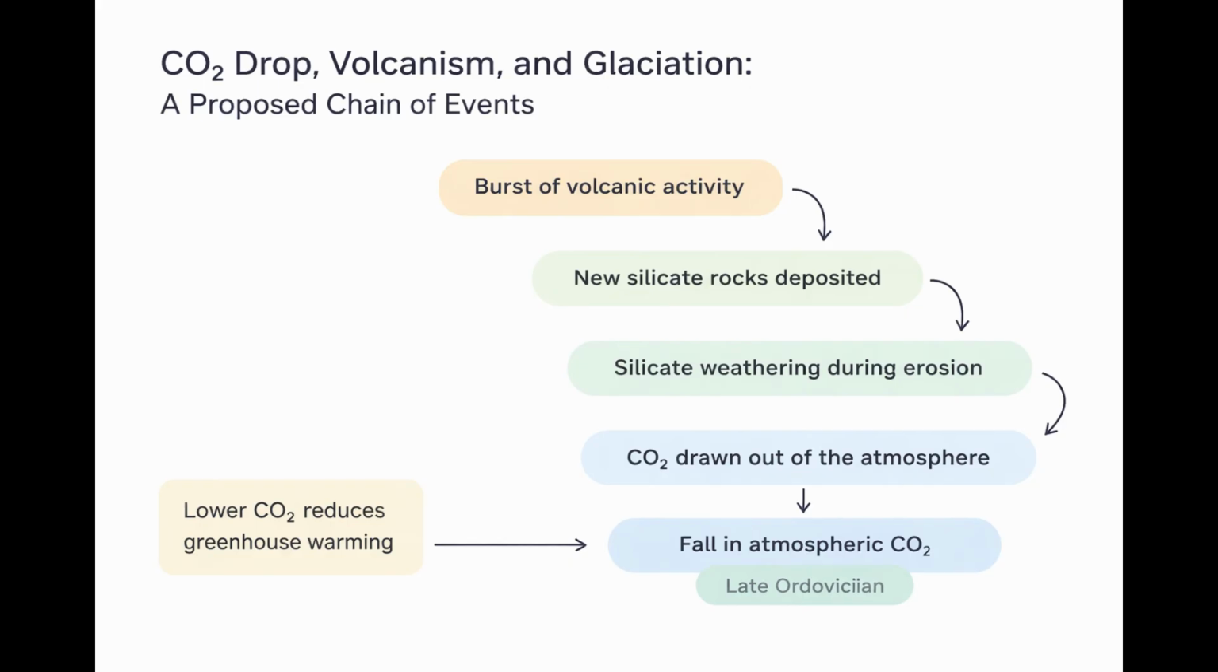The material says a fall in atmospheric carbon dioxide preceded the late Ordovician glaciation. That CO2 dip is correlated with volcanic activity that deposited new silicate rocks. As silicate rocks erode, chemical weathering can draw CO2 out of the air. With less CO2, greenhouse warming weakens, making global cooling and glaciation more likely. It's a good example of how geology can drive climate through the carbon cycle.